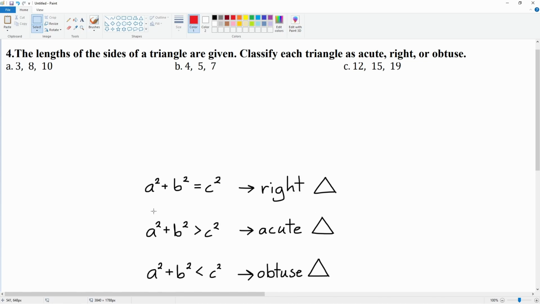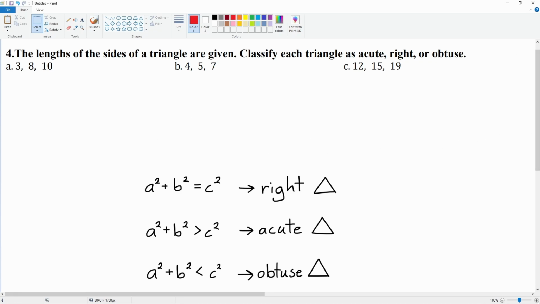If a squared plus b squared is equal to c squared, it is a right triangle. If a squared plus b squared is greater than c squared, that's acute. If a squared plus b squared is less than c squared, it is obtuse. All right, and remember, A and B are the smallest and C is the largest.